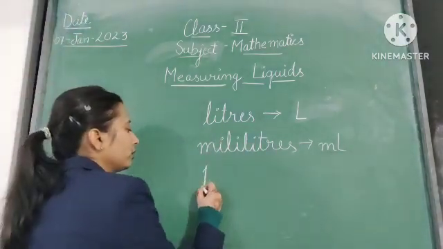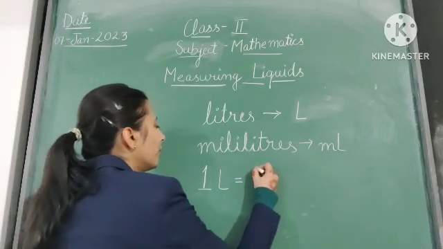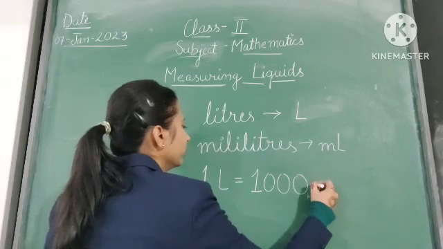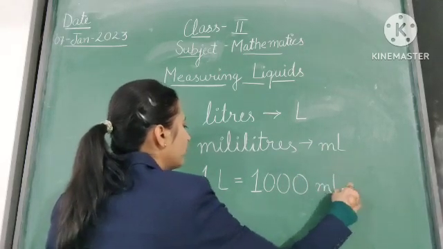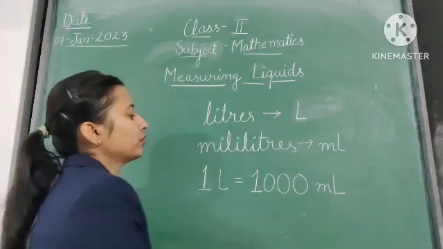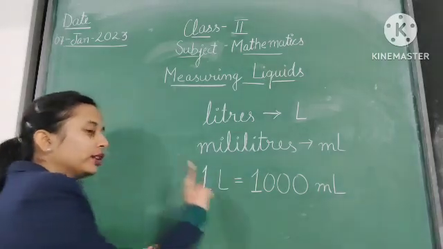1 liter is made up of 1000 milliliters, which means that 1000 milliliters add up and they make 1 liter.